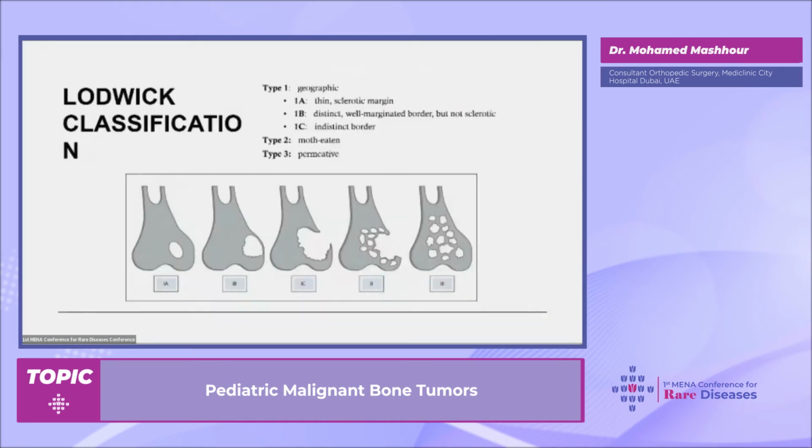There is a very nice classification. It's called Ludwig Classification. I'm sorry, because of the difference in the diameter of the screen from the original presentation, that's why the letters are scattered. This Ludwig Classification has three main types: Type 1, 2, and 3.